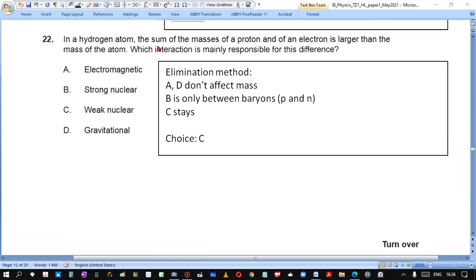Question 22. In a hydrogen atom, the sum of masses of proton and electron is larger than the mass of the atom. Which interaction is mainly responsible for the difference? We use the elimination method. So electromagnetic force, no. Gravitational force, no. Strong nuclear force, no, because it is between baryons such as proton and neutron, but not with a lepton such as electron. So what is left? Weak nuclear. So we choose choice C.